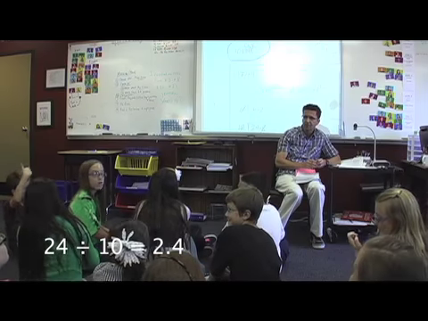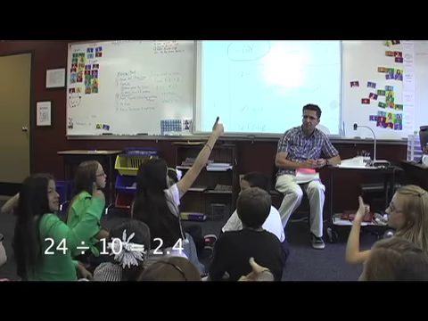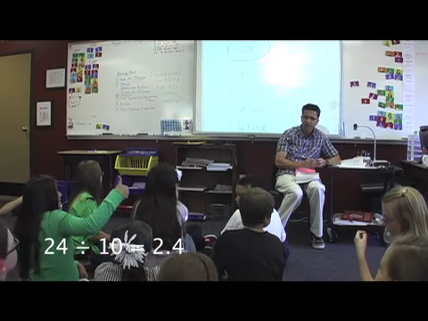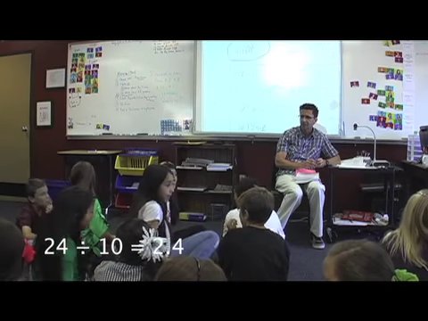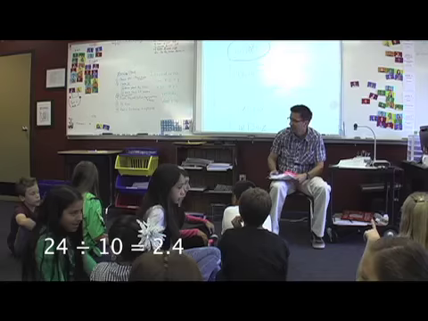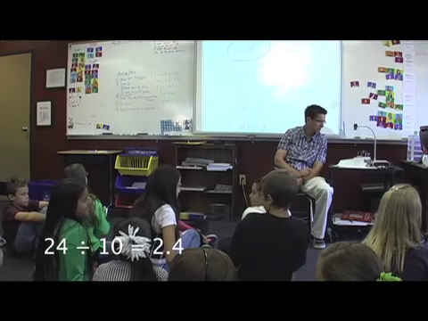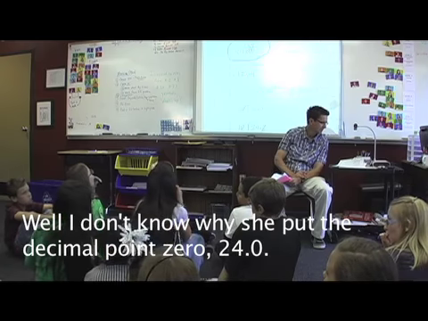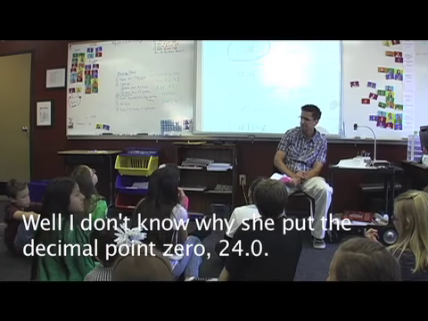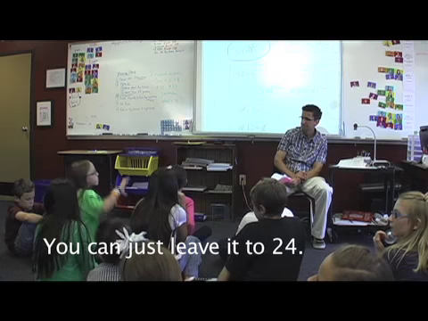Did the light come on for any of you yet? Nobody's commented on this really directly. Nobody's said it straight out what I wanted to hear from you. Talk to your neighbor. What are you thinking right now? Hey, Alex, what are you thinking? Well, I don't know why she put the decimal 0, 24.0. You can just read it as 24.